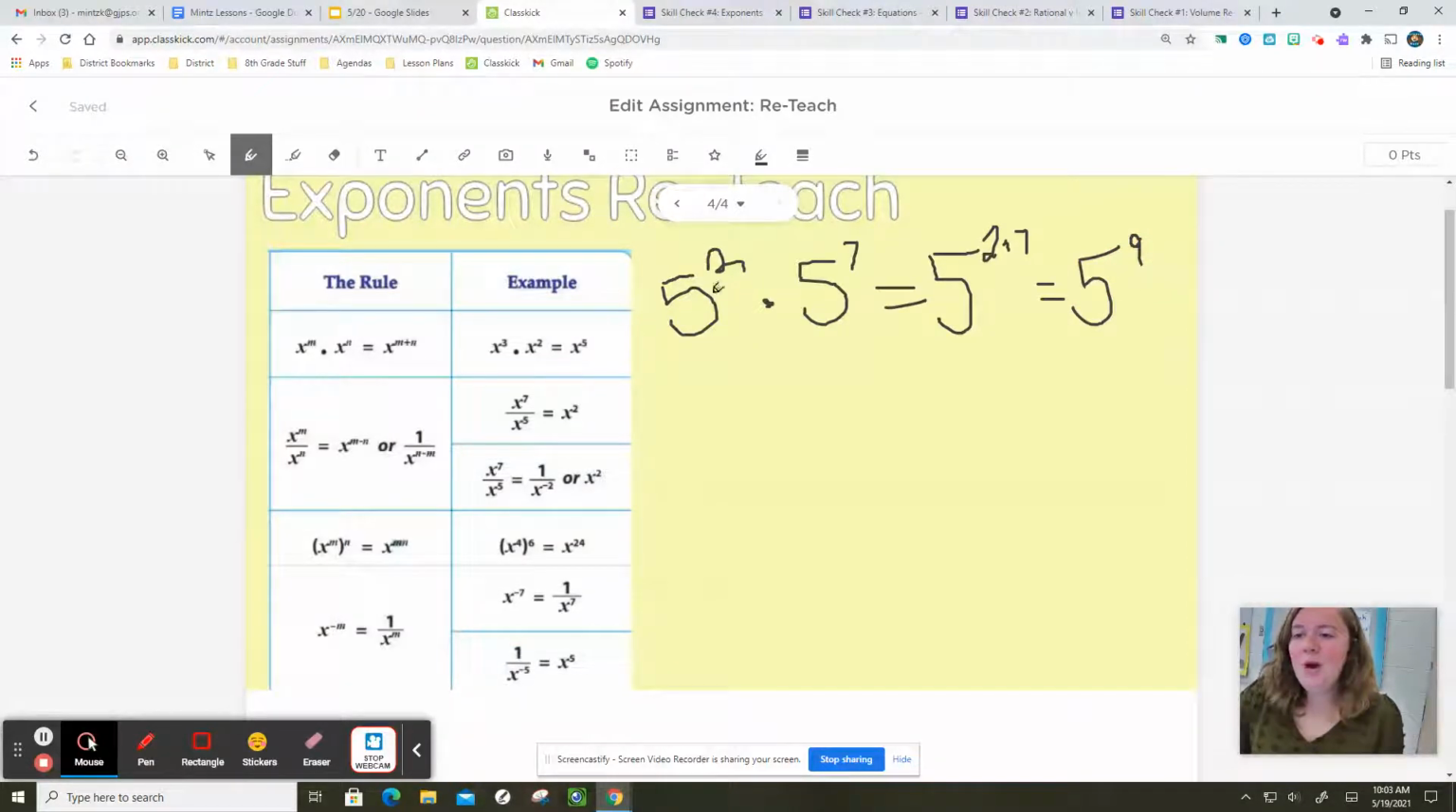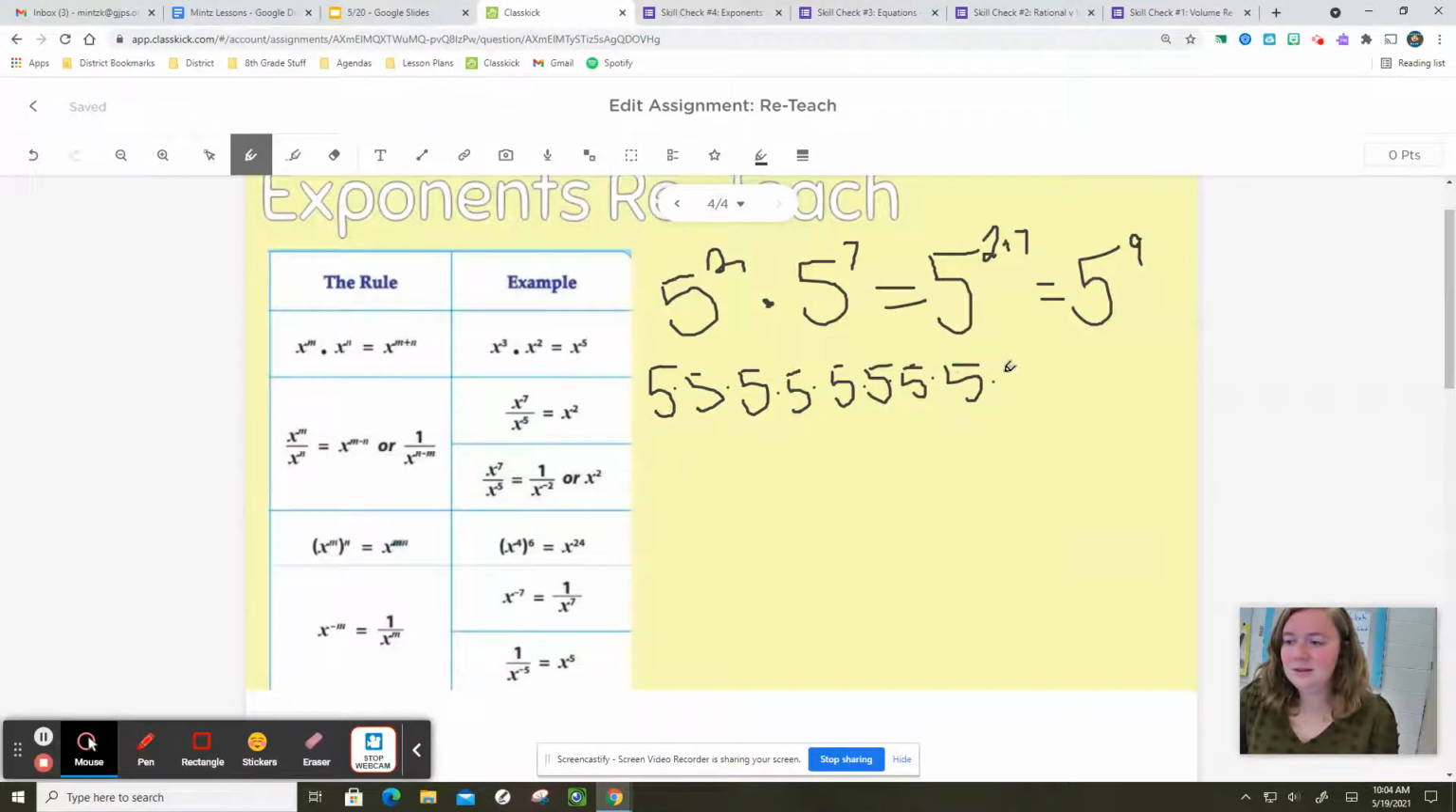Why does this work? Well, if we have 5 squared, that's really saying that we have 5 times 5, right? Awesome. All right, if we have 5 to the 7th, we're going to have 7 5s. 1, 2, 3, 4, 5, 6, 7. Okay? And now how many do we have total after writing all those out? 1, 2, 3, 4, 5, 6, 7, 8, 9. 5 to the 9th. It holds true.